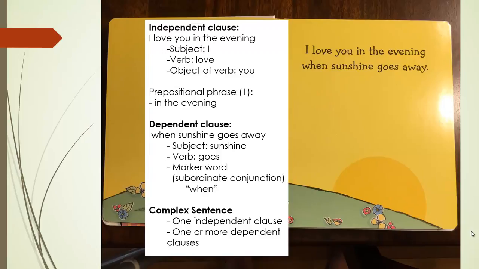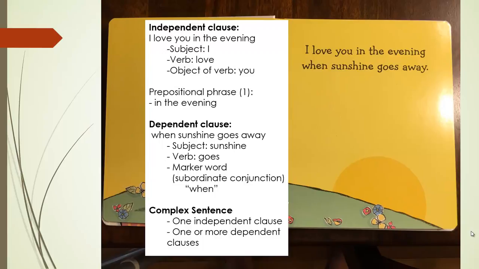We call it a dependent clause or a subordinate clause because it depends or is subordinate to the independent clause. That information only makes sense if we have the information in the independent clause. So, subject in the dependent clause is sunshine, the verb is goes, and our dependent marker word or subordinate conjunction is when. I'm just going to call these dependent marker words because the language is a little bit plainer and I don't want to intimidate you or make you think that you have to have all of this memorized.